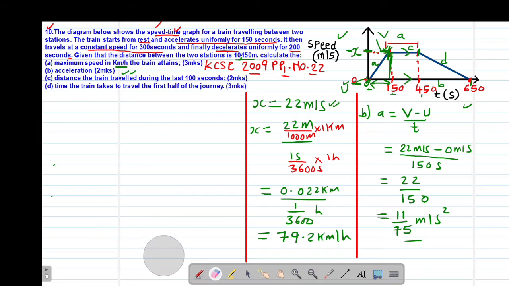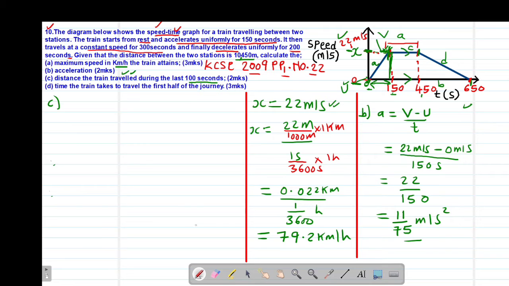So in part C, maybe I can indicate the values that I've gotten in case I need some reference. Our value of x, we got it as 22 meters per second, which was 79.2 kilometers per hour. Then in part C of the question, they want us to find the distance the train traveled during the last 100 seconds.